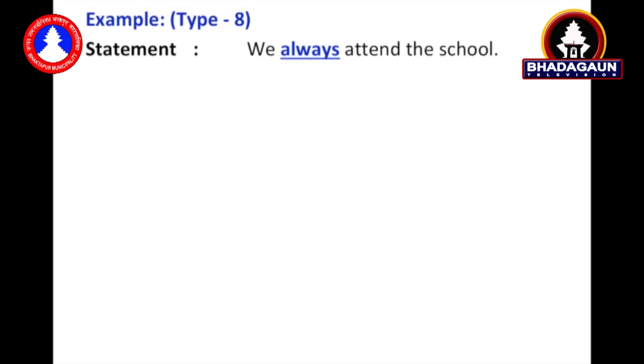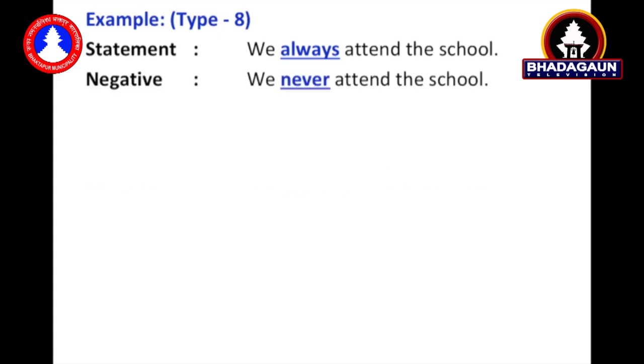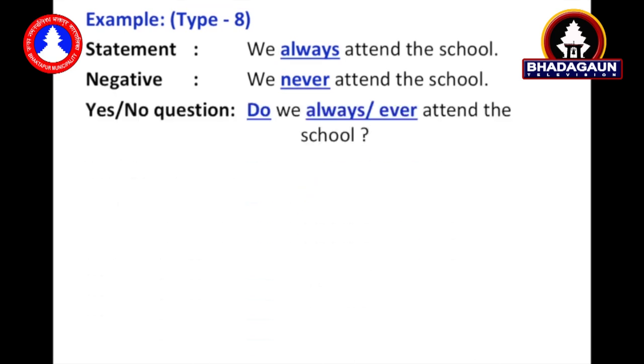And do we use the do verb to make this sentence negative? Okay, let's see its negative. Its negative is we never attend the school. Now here always is changed into never. Never is a negative word, and so we do not use not again, and it's a complete negative. And what's its question? Its question is do we always or do we ever attend the school?